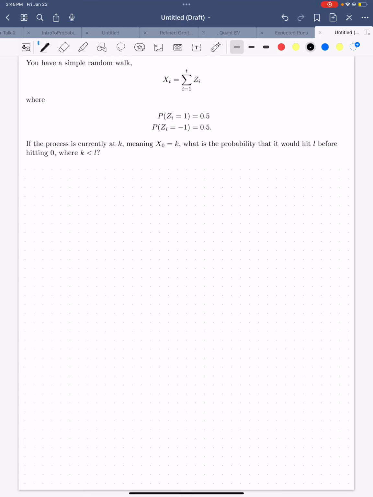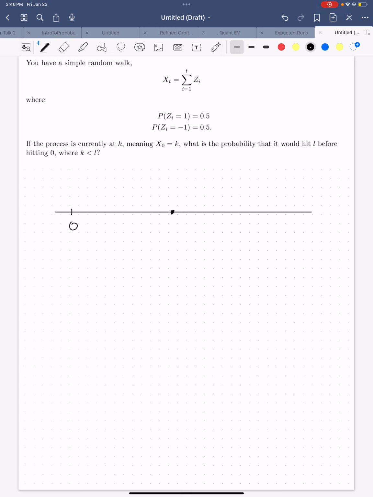Okay, so for this problem, we have a simple random walk given by this equation, which basically means we're going one step to the right, say, with 1/2 probability, and one step in the other direction with 1/2 probability. So you can imagine we're on a number line. We could do straight lines. So imagine you're on the number line, and here's 0.